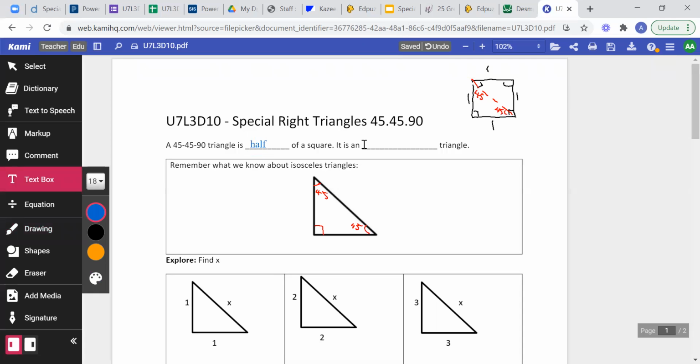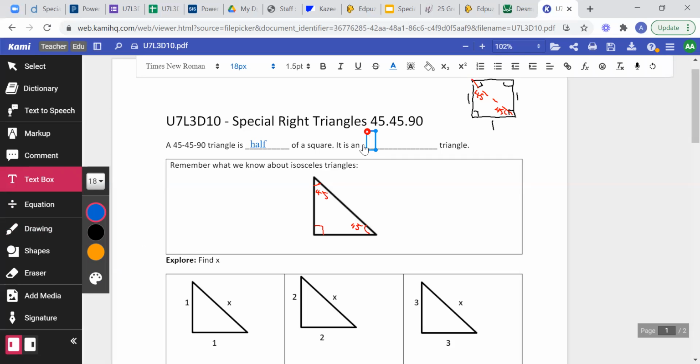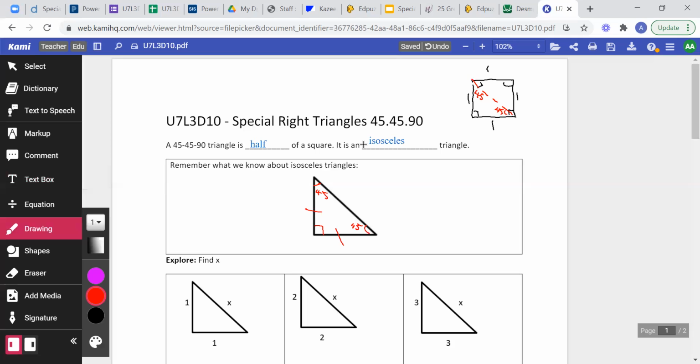So in essence, a 45-45-90 triangle is just half of a square, and it's also an isosceles triangle, because in an isosceles triangle, the angles at the base are 45 and 45 and 2 of the sides are equal. If you check very well, these 2 sides here are equal, and the angles at the base are congruent, okay?